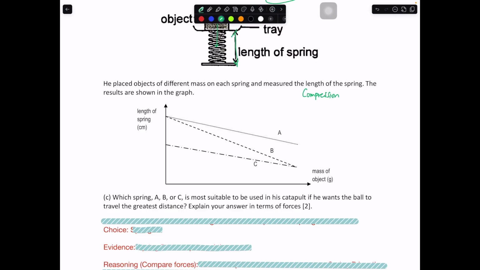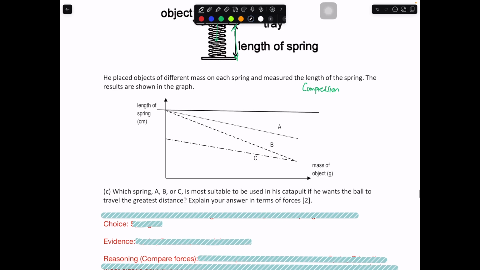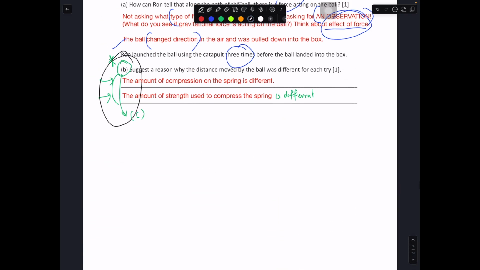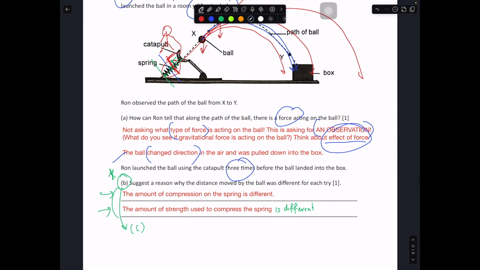So A, B, and C are compressed very differently. If I were to draw one line across here, we can find out the amount of compression on the spring. They are very different. Which spring is the most suitable to be used in the catapult for the ball to travel the longest distance? There are two ways to answer this, and the answer can be quite different, because the question did not fix the amount of compression that the person can use to compress the spring on this catapult.